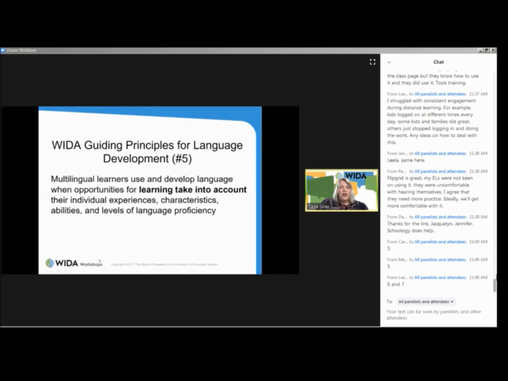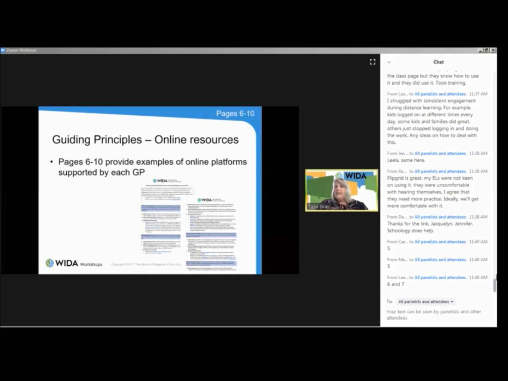All right, so as we move on, in your packet on pages 6 through 10, these are some online resources that WIDA has provided for you. These provide examples of online platforms that are supported by each guiding principle. So when you have time, go through these and look at them, and you will probably find some resources that you can use during digital learning. So that's a great resource for you.